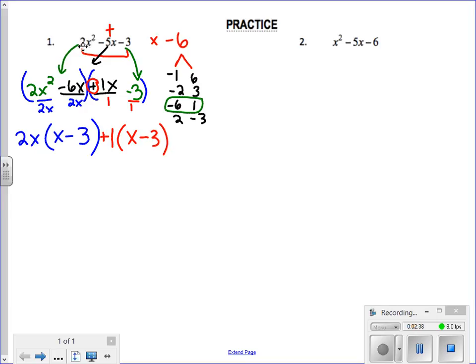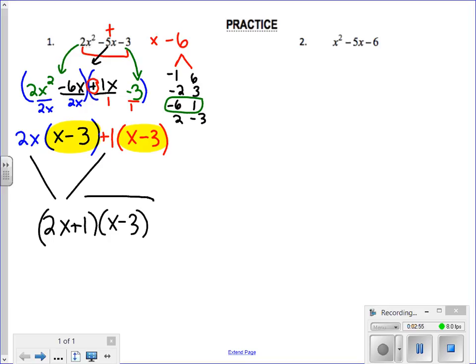Now we talked in the notes how this is a good place to be at, because notice that what is in the parentheses here is exactly the same. That's your goal. When it's exactly the same, you can go ahead and bring down the numbers from in front and turn 2x plus 1 and x minus 3 into your final factored form.